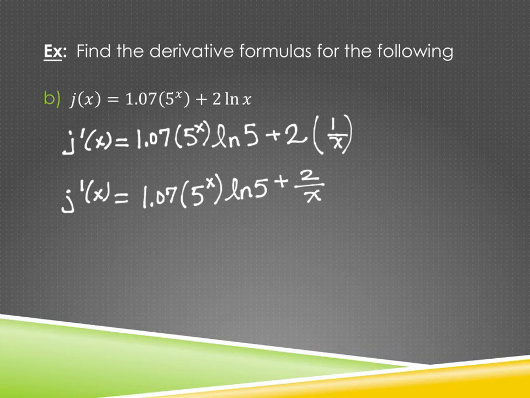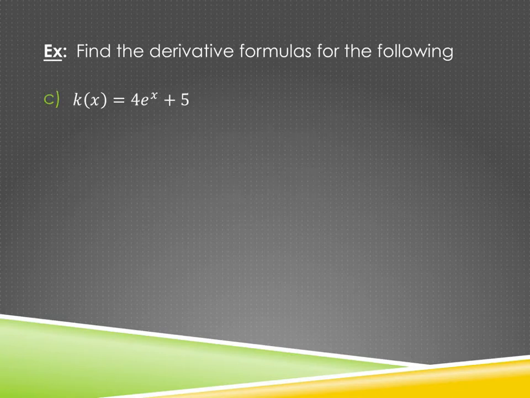And on a gateway, you don't necessarily even need to deal with the 2 and the 1 over x being different. This would be perfectly acceptable. Okay, any questions on that one? All right, C.